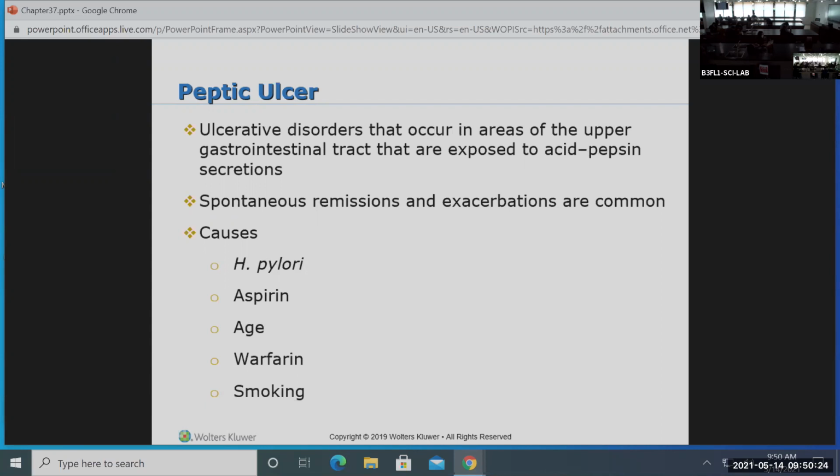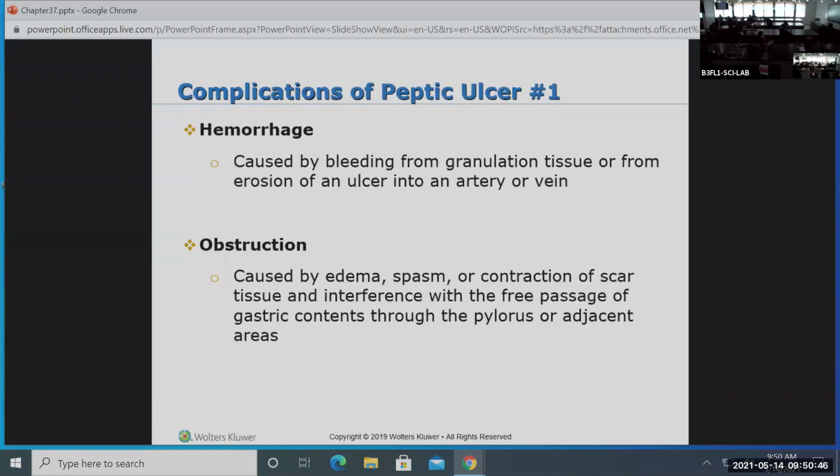Spontaneous remission and exacerbation are common. Again, look at the causes: H. pylori, aspirin, and common in age group with warfarin, a blood thinner that might also predispose to peptic ulcer, and also smoking and alcohol. Please highlight. Now we are talking about suffering from peptic ulcer for a long time. Now the complications of the peptic ulcer.